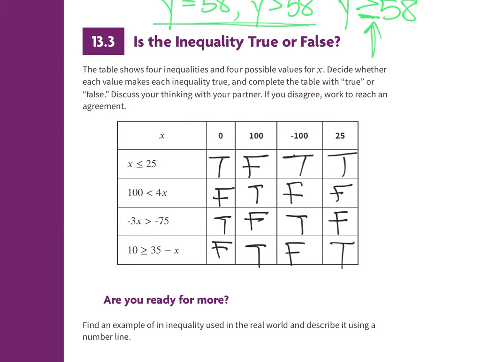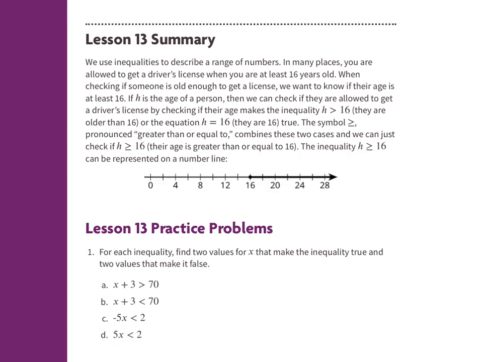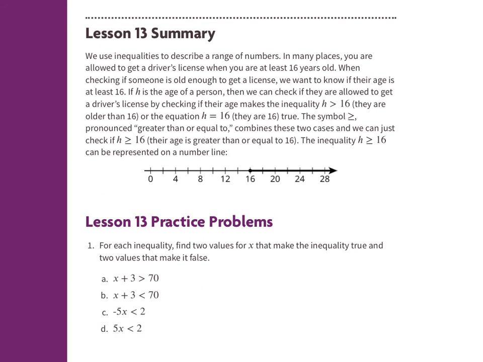All right, and that's the lesson. So looking at the summary, we use inequalities to describe a range of numbers. In many places, you are allowed to get a driver's license when you are at least 16 years old. When checking someone is old enough to get a license, we want to know if their age is at least 16. If h is the age of a person, we can check if they are allowed to get a driver's license by checking their age. That makes the inequality h is greater than 16, they are older than 16, or the equation h equals 16, they are 16. So instead of writing both of them, like I said, we can write the symbol greater than or equal to. This symbol combines these two cases, and we can just check to see if h is greater than or equal to 16.